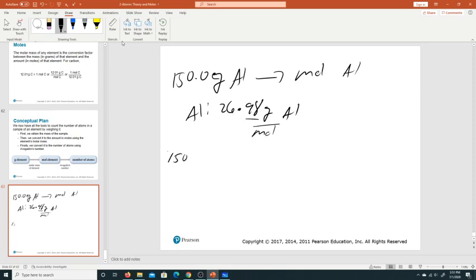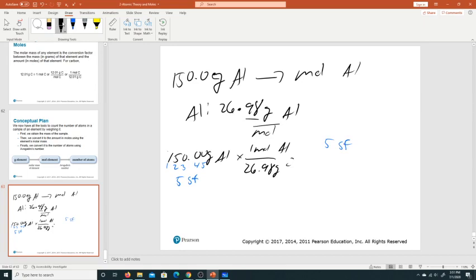So 150.00 grams of Al. 1 mole of Al is equivalent to 26.98 grams. We do the math here, that'll tell us how many moles we have of aluminum. 150, divide that by 26.98. Now we check significant figures here. This number, 150.00, has 1, 2, 3, 4, 5 sig figs. Therefore my answer gets 5 sig figs.